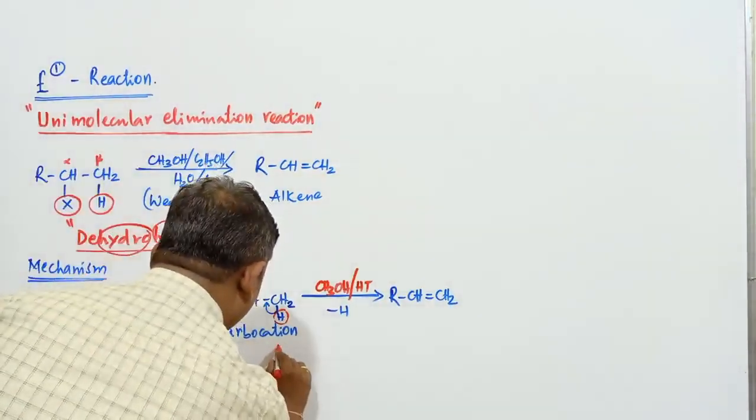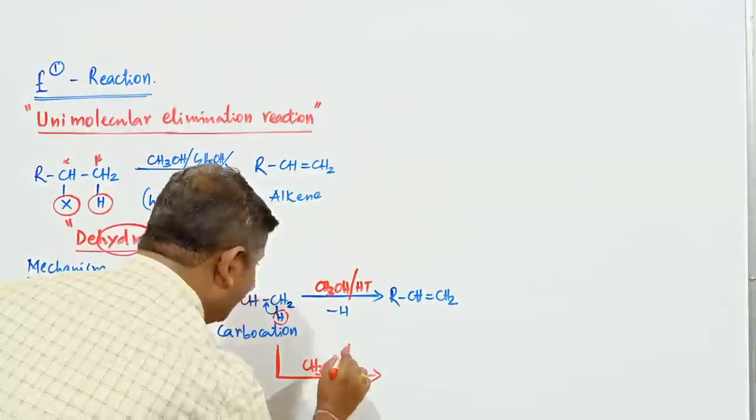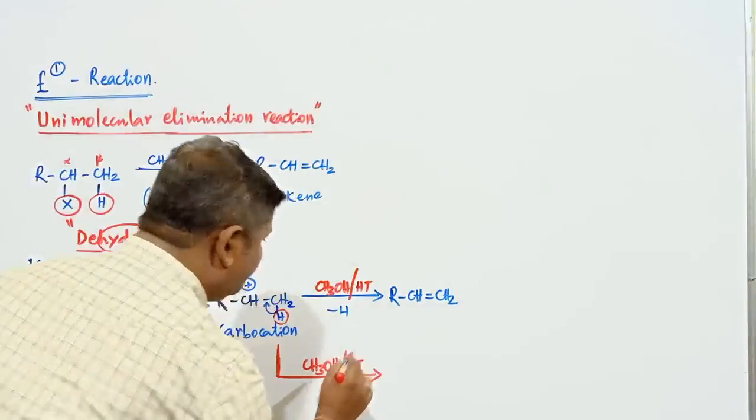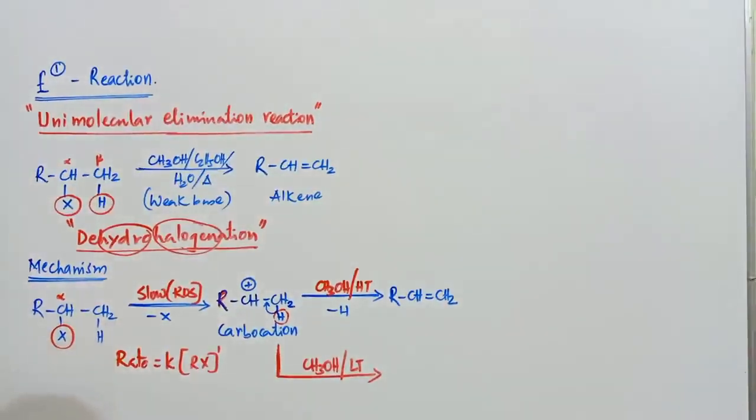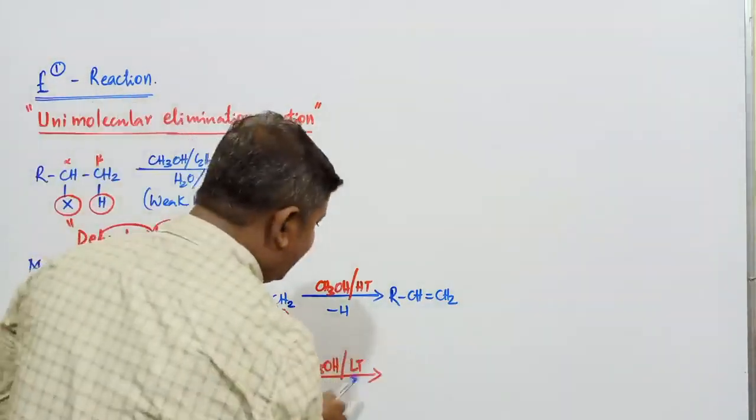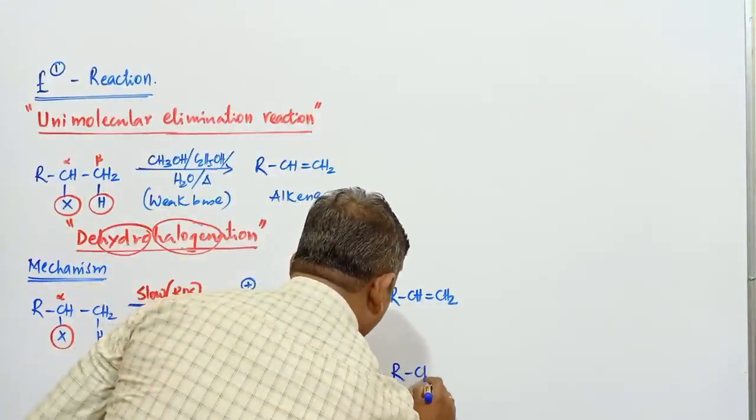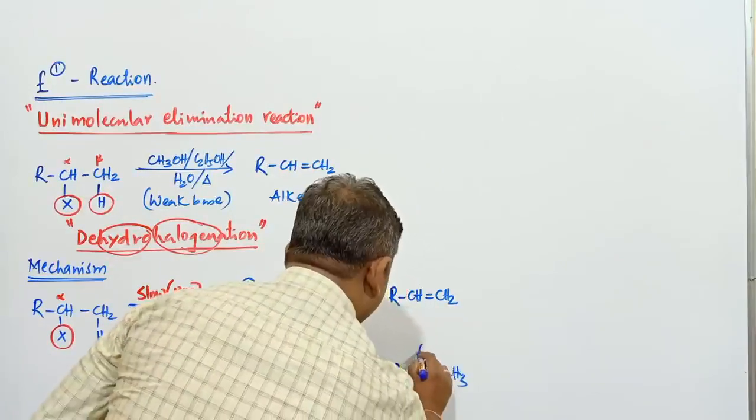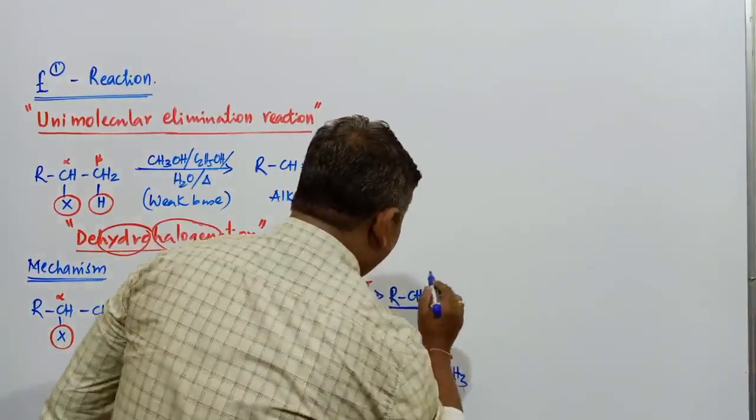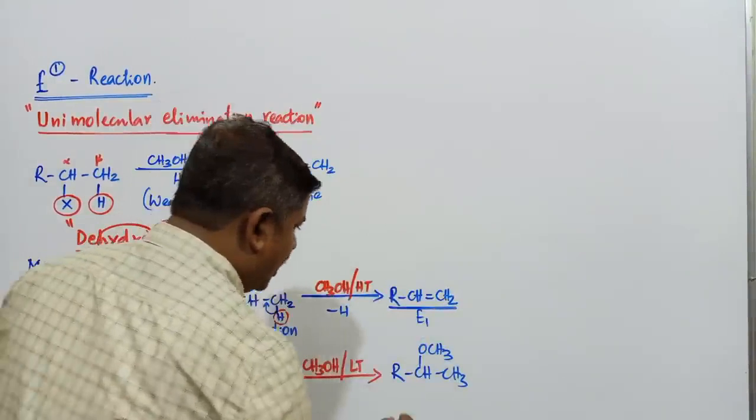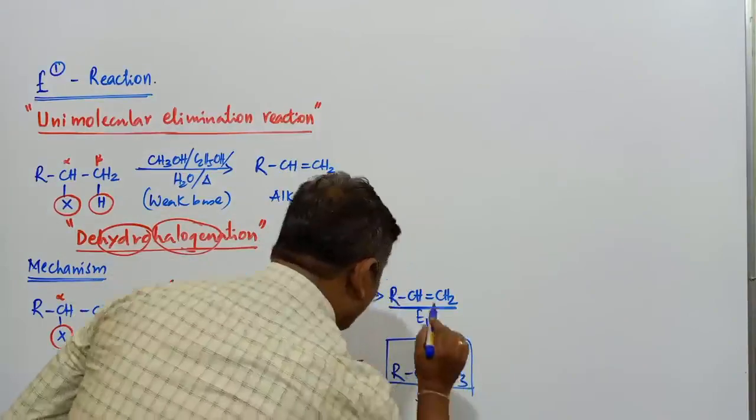Supposing the same molecule is treated with the same CH3OH at low temperature, then what is the product? Is the same alkene formed here in presence of CH3OH? Definitely the product is not an alkene here. If this is treated with CH3OH at low temperature, it is converted into R, CH, and this group is OCH3. This is the substitution product, not the elimination product of the E1 reaction. In this case, it is an SN1 reaction.